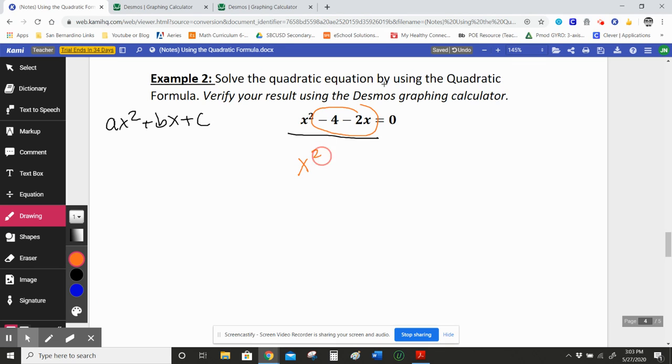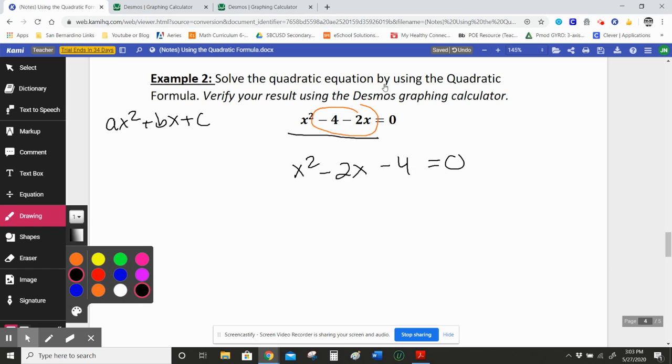So let's actually flip them. So we're going to have x squared, let me change the color back to black, x squared minus 2x and then minus 4 equals 0. Now that I have that, I could actually identify my a, right? So my a here is equal to 1. My b here, now that it's in the correct order, is equal to -2. And then my c, the number without any variables, is -4.